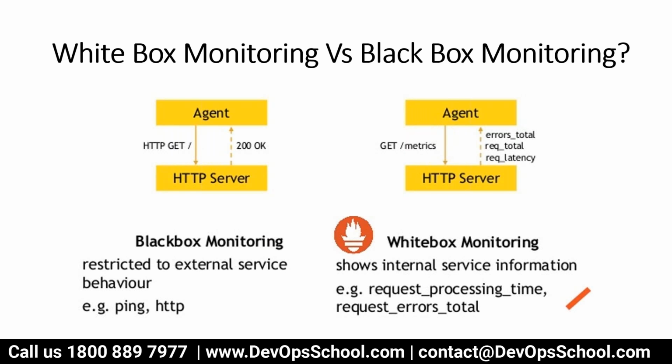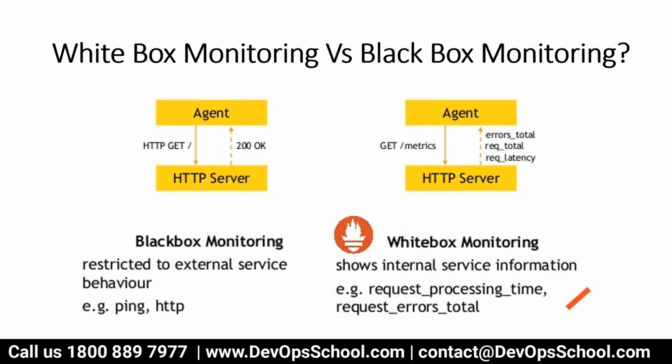So here, in black box monitoring, you have HTTP errors, HTTP server errors. That means from the external services. So it is restricted to external service behavior, such as pinging HTTP and so on. In white box monitoring, you are getting basically request processing time, request error total.